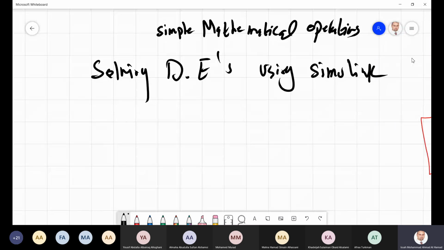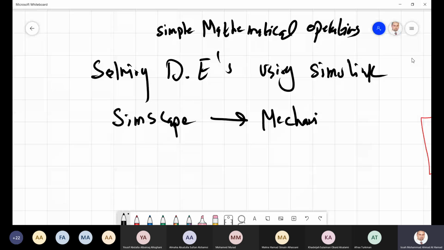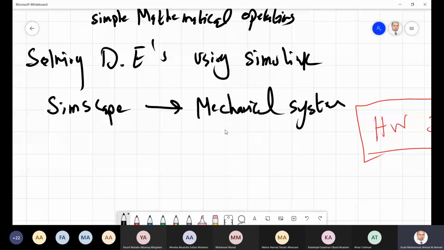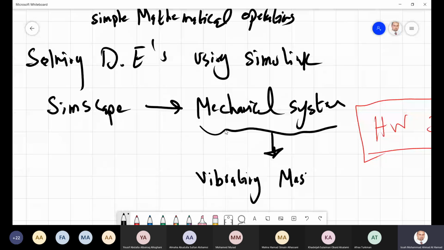Then we will go into Simscape to discuss a mechanical system, a simple mechanical system. We have 2 hours, so we will try to discuss the system in details. It will be a vibrating mass mechanical system. Okay.